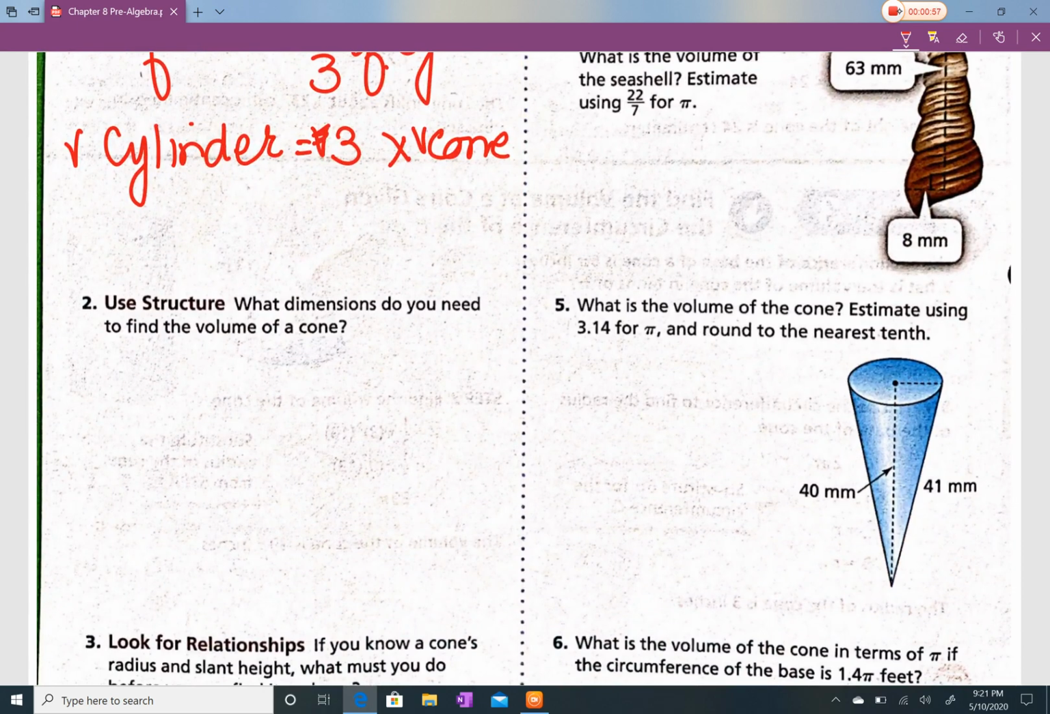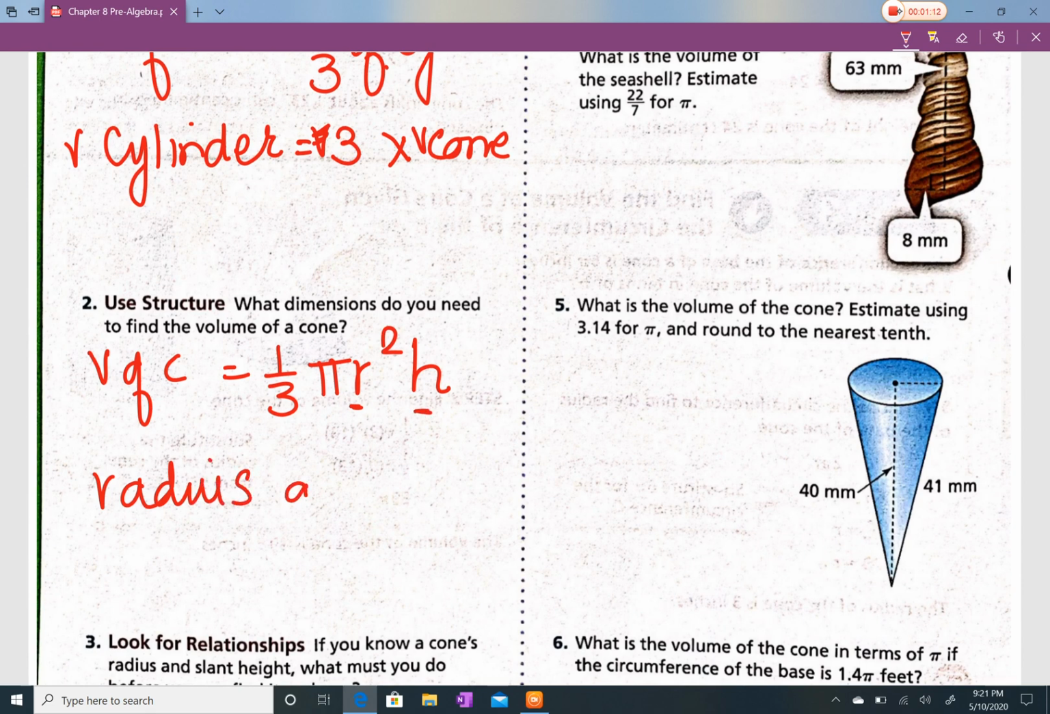What dimensions do you need to find the volume of a cone? The volume of a cone formula is 1 by 3 pi r square h. So we need the r, that is the radius, and we need the height to find the volume.